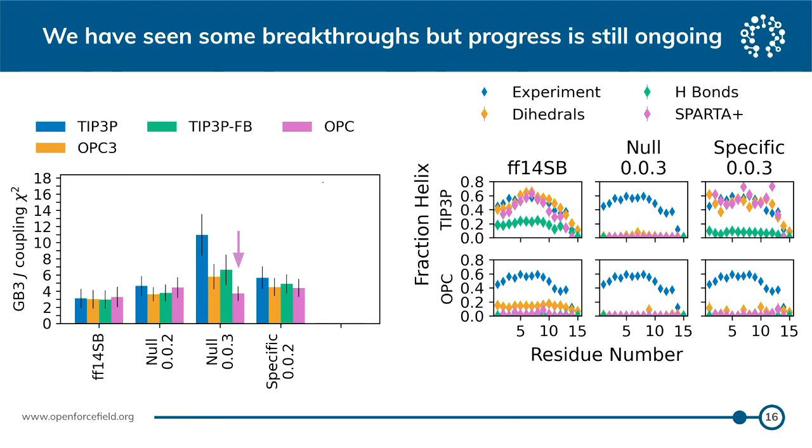But the issue with that is that once we went back to the GB3 benchmark, it really didn't keep the secondary structure stable at all. And actually, in this case, it started unfolding both the helix and the beta hairpin. So there's some more work to do there.